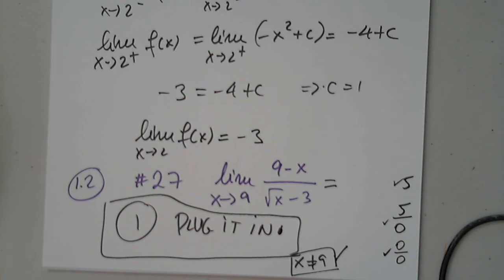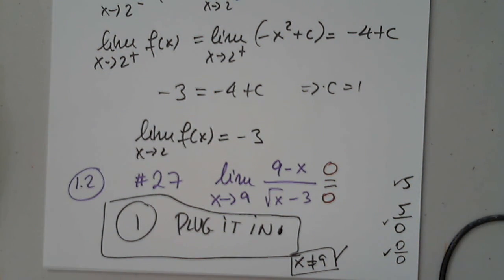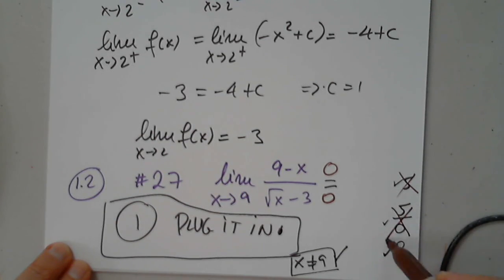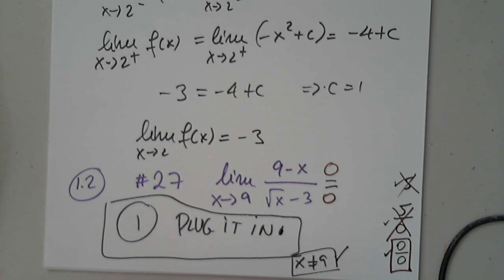So what do we get? When we plug it in, we get what? 0. No, we don't get 0. 0 over 0. Yes, we do get 0 over 0 indeed. Okay, so then I know that it is not the ugly one, which does not exist, or is infinity or negative infinity. It is this one that has hope. Okay, what do we do next?